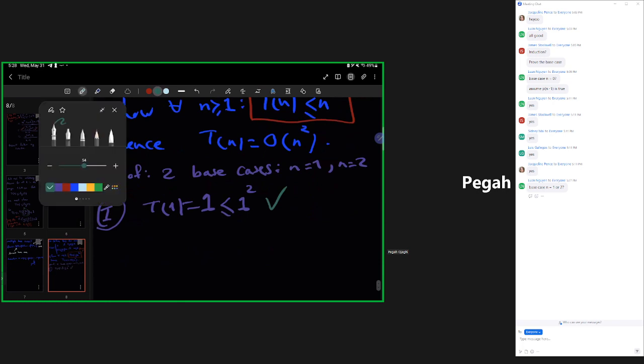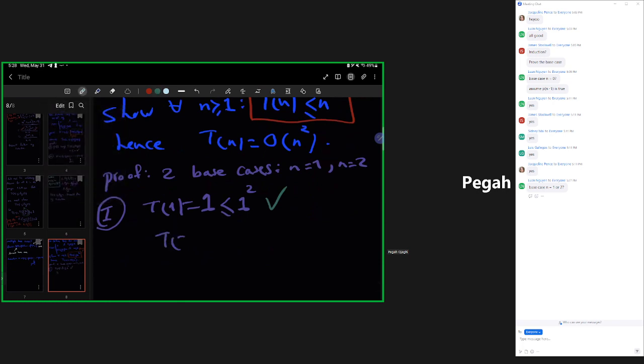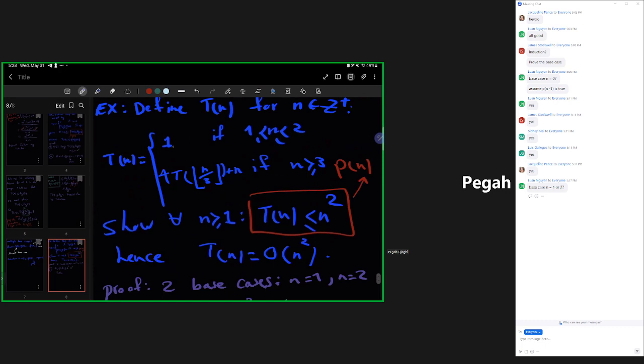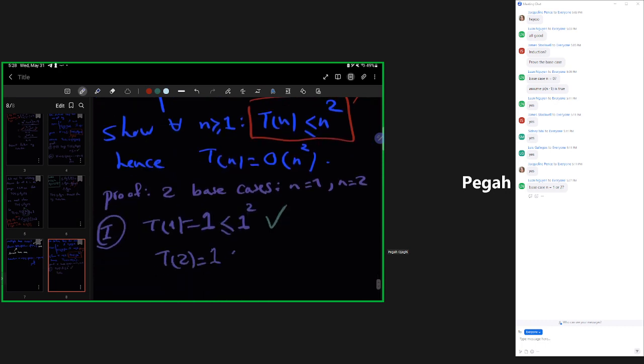Let's do the second part. T of 2 is going to be 1 again. 1 is less than or equal to 2 squared, which is 4. So this is going to hold again. So the base cases hold, great. Now let's do the second step.